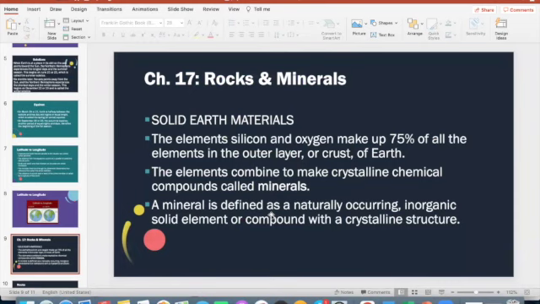Chapter 17 is on rocks and minerals. All right, so Earth is made of different materials. The elements silicon and oxygen make up 75% of all the elements in the outer layer, or the crust, of the Earth. The elements combine to create crystalline chemical compounds called minerals. And a mineral is defined as a naturally occurring inorganic solid element or compound with a crystalline structure.